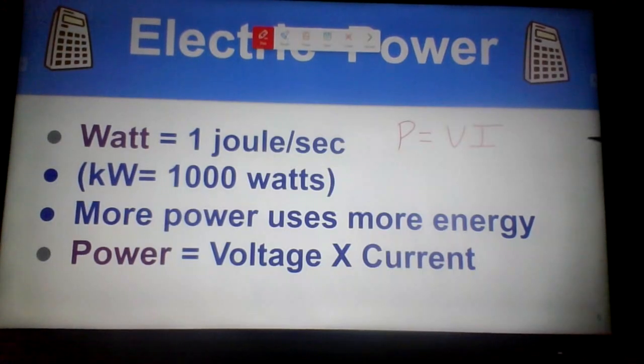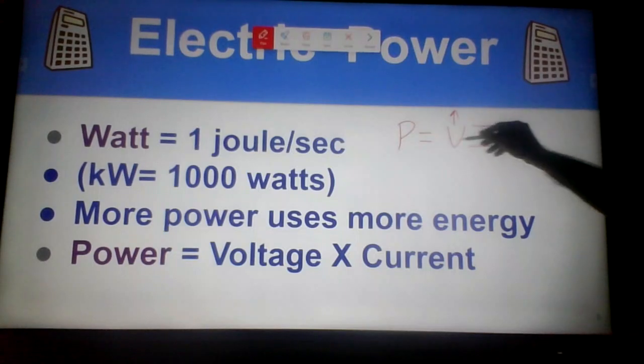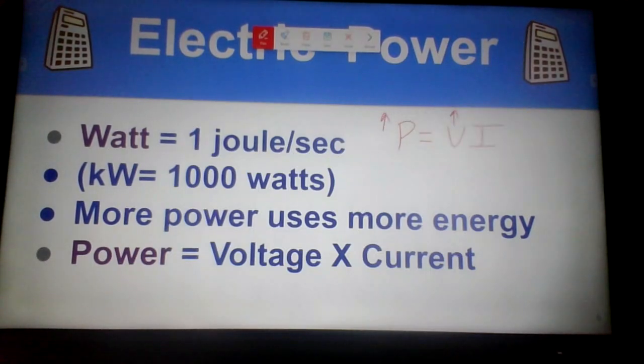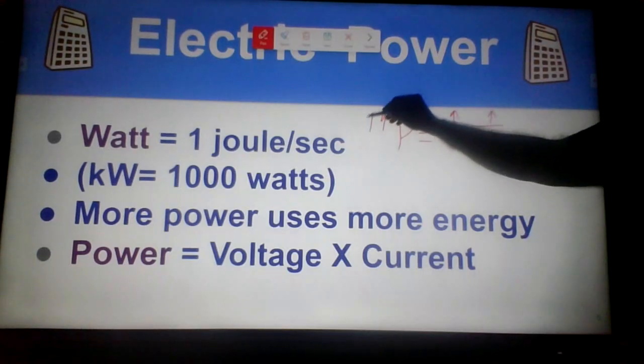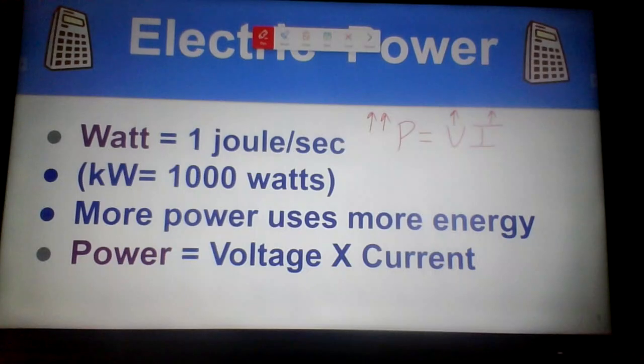And remember, just like with F equals MA and that kind of equation there, if I increase one of two numbers being multiplied, I'm definitely going to increase the power. If I increase either one of those two numbers being multiplied, I'm going to increase the power. Power equals voltage times current.